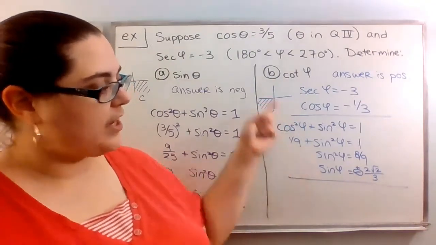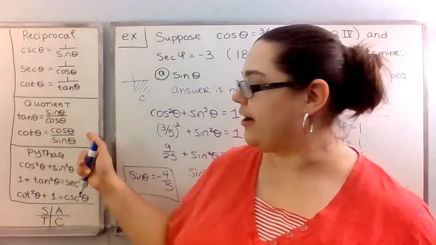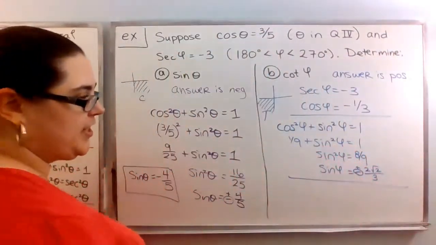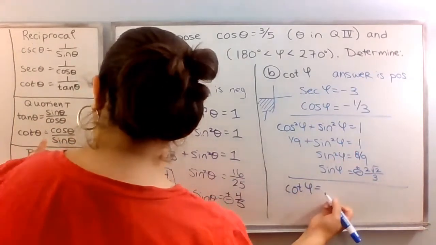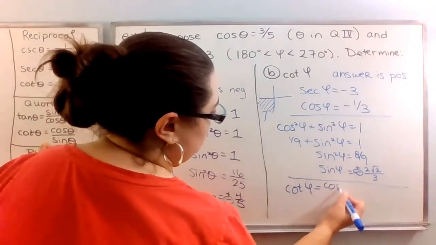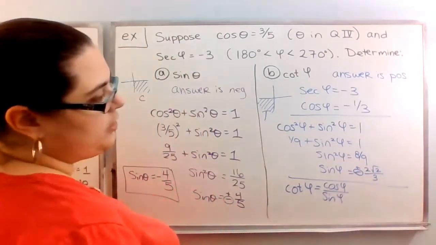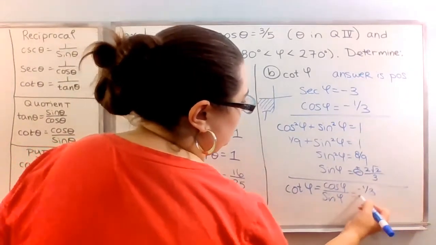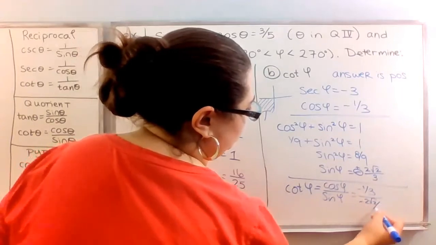All right. So now we have cosine from secant, and then from cosine, we got sine. So now that we have sine and cosine, we can use the quotient identity to figure out cotangent, which is where we needed to get to. So cotangent of phi is going to be cosine over sine. So we have -1/3 over a -2√2/3.